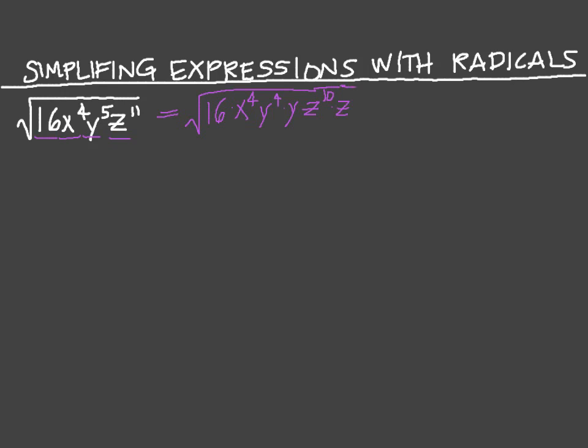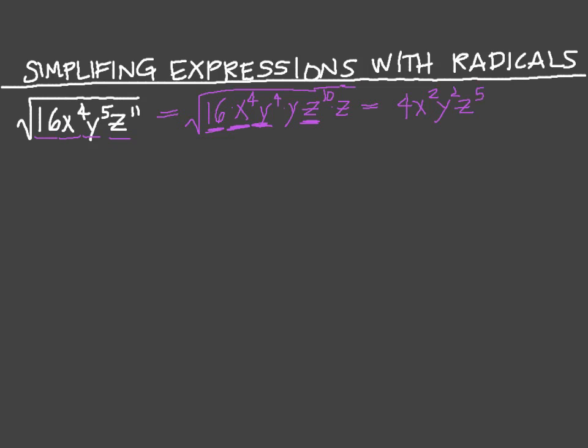So 16 is a perfect square, and that can come out. The square root of 16 is 4. And x to the fourth is a perfect square, and that can come out. So the square root of x to the fourth is x squared. And y to the fourth is a perfect square. The square root of that is y squared. Okay, y is not a perfect square, so I'm going to leave that alone for right now. And z to the 10th is a perfect square. The square root of that is z to the 5th. You just cut it in half.